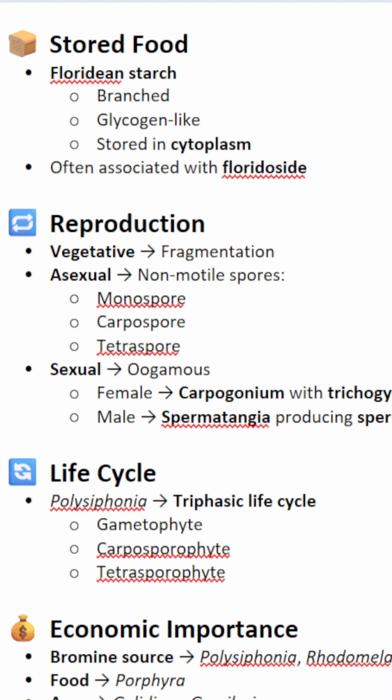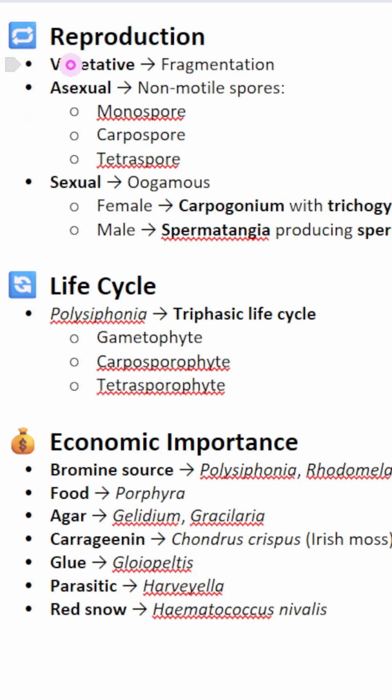Now let's discuss its reproduction. As usual in algae, we find three basic modes of reproduction: vegetative, asexual, and sexual. Vegetative reproduction is by fragmentation, but asexual is by non-motile spores called monospore, carpospore, and tetraspore. The spores are non-motile because, as we have already discussed, in red algae there is no motile stage in the life cycle. Sexual reproduction is only of the oogamous type, where the female organ is called the carpogonium and the male organ is called the spermatangium.